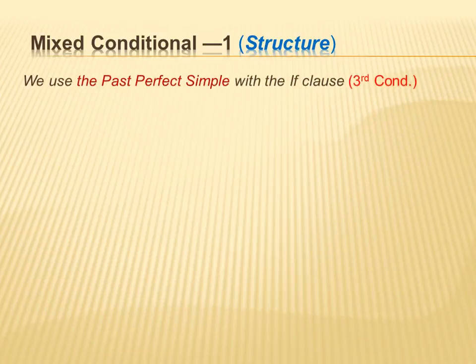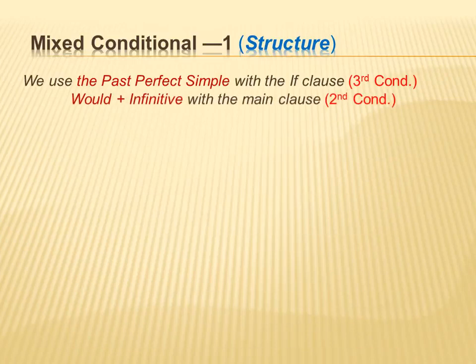And this is the way how to use mixed conditional, and we have to use past perfect simple with the if clause as a form of a third conditional, and you have to use would plus infinitive with the main clause as a form of second conditional, and you have to make it together to make one conditional that we call mixed conditional one.